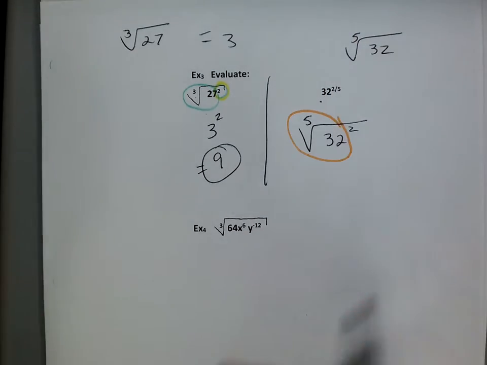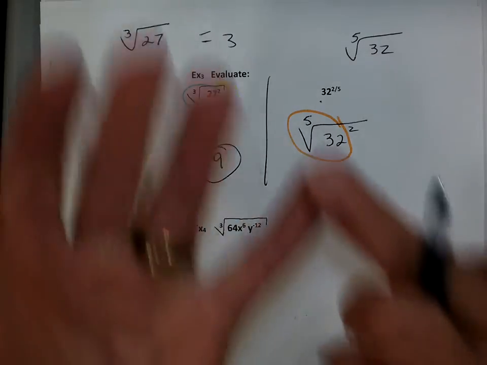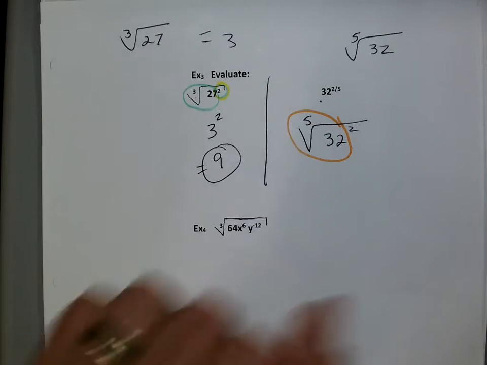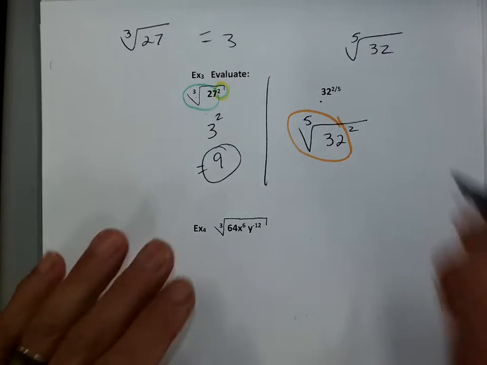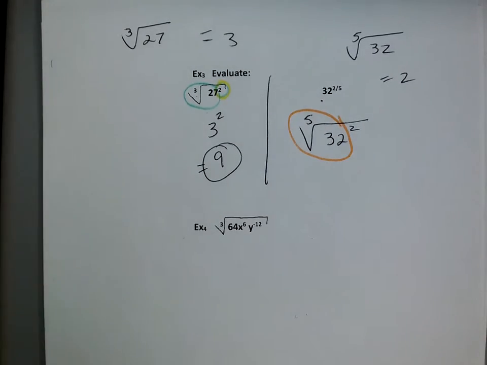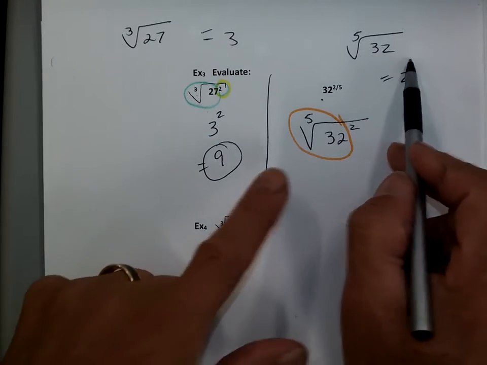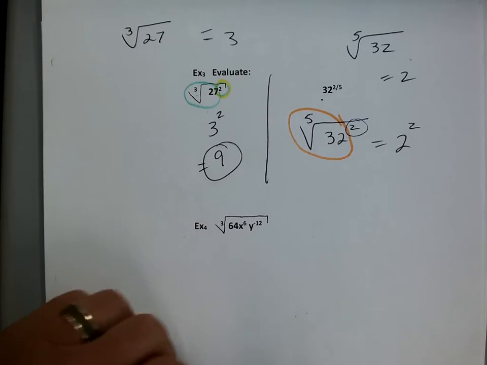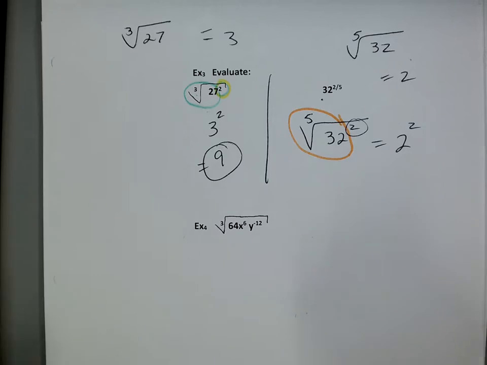So then I'm thinking, okay, what is the 5th root of 32? Well, let's see. What times what times what times what times what, 5 of them, makes 32? Well, it's got to be 2, because I know 2 times 2 is 4, times 2 is 8, times 2 is 16, times 2 is 32. So I know that the 5th root of 32 is 2. So I've got 2 to the second power because I haven't done the power. And then 2 squared is 4. So the answer is 4.